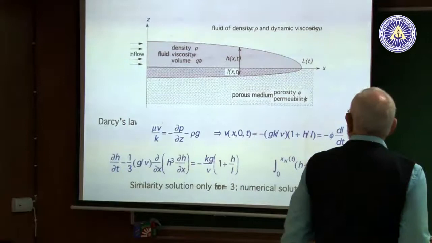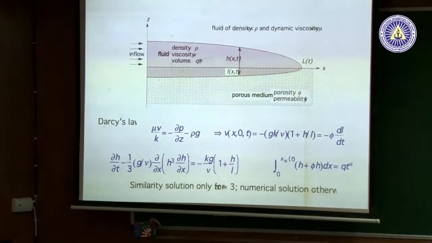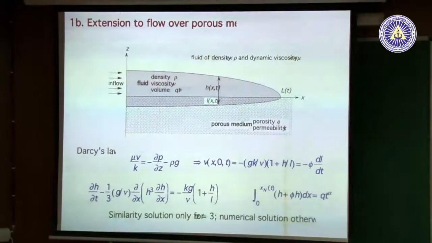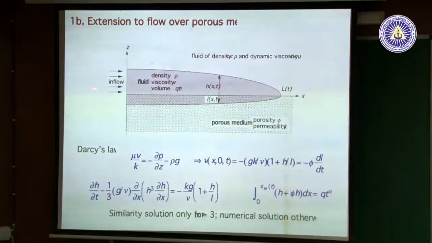Well, let's talk about this situation. And now we really are talking about flows in porous media. It's not applicable to carbon storage. Let's imagine we have a flow here, a fluid into the air. But it flows over a porous medium. It's going to seep through because there's a pressure of the fluid of density rho here. It's going to seep into this porous medium, and at the same time it's going to spread. We'll have some inflow, and we could either have a constant volume release or a constant flux, or let the flux increase with time. We could have any general flow, as we'll see in a minute.